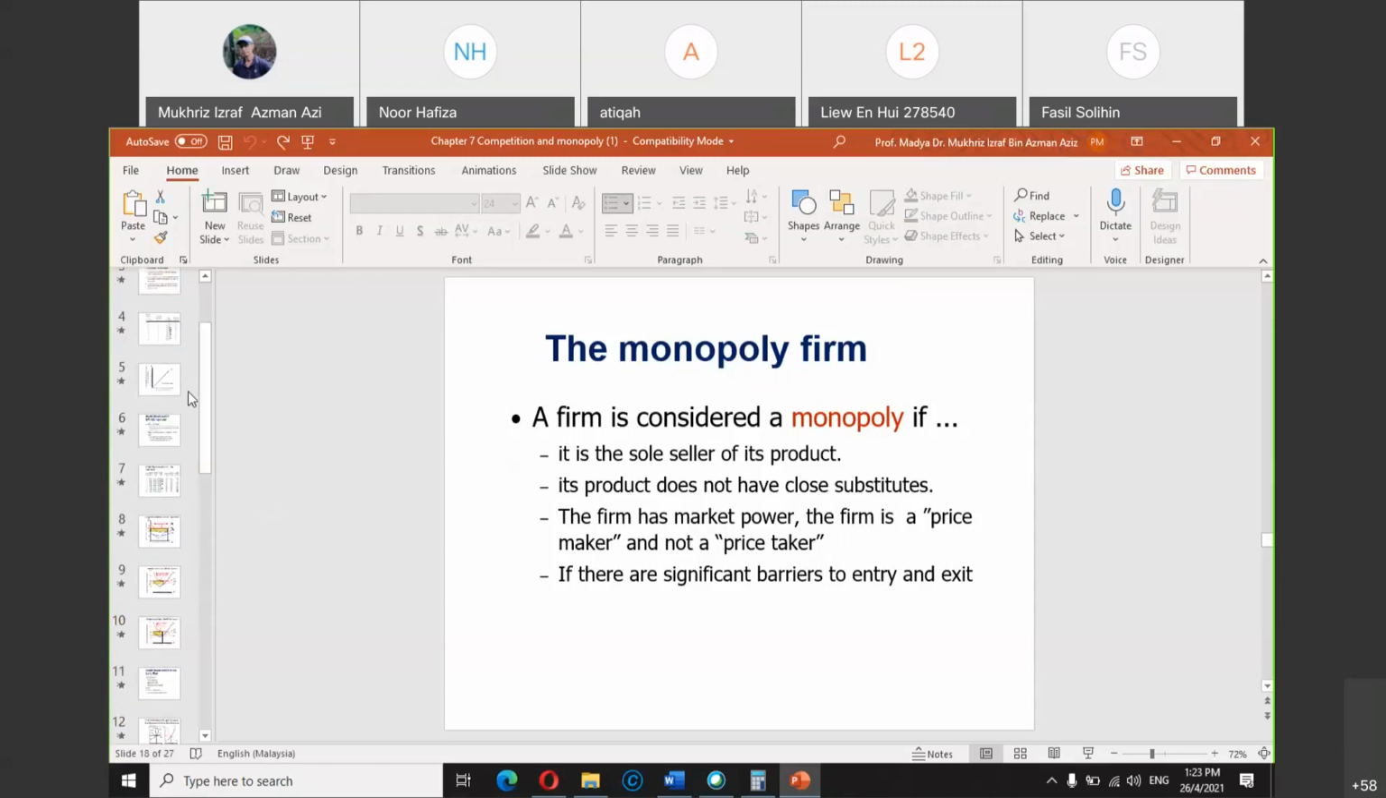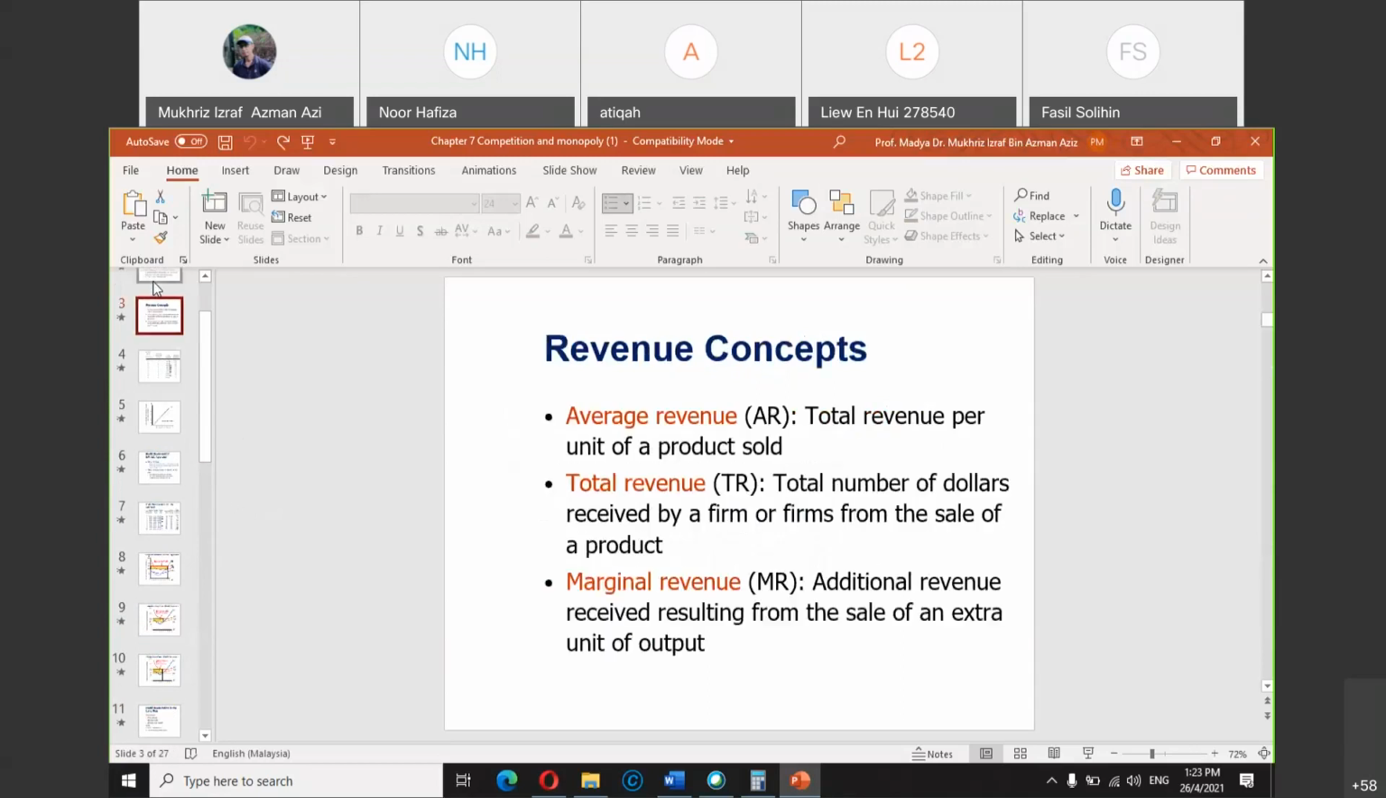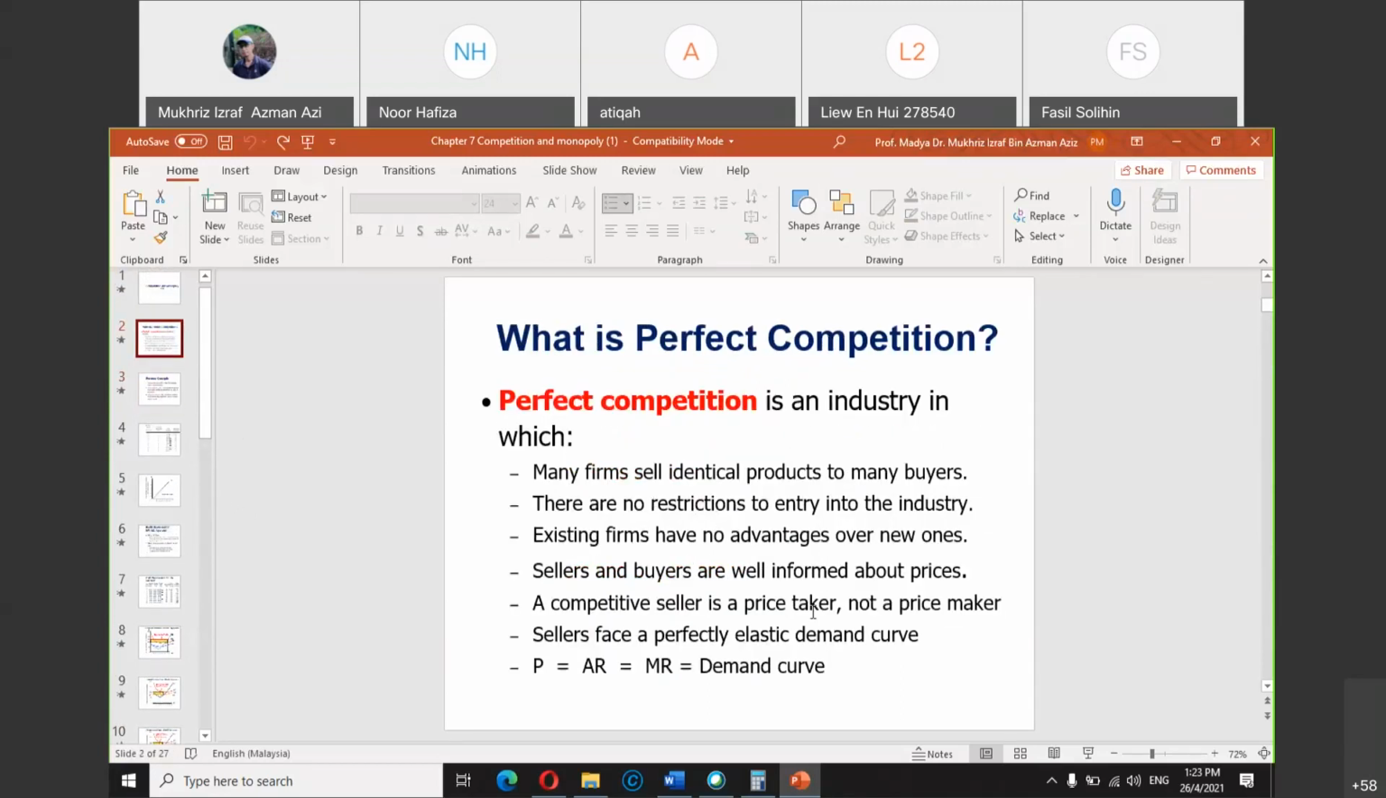But under perfect competition, because there are many sellers, every firm is a price taker. Price taker means if you want to join the market, you cannot simply set whatever price you want. So usually the price that each seller needs to set is based on the market price set by the market. So you cannot set your own price, because customers are informed about the prices. So if you sell something above the market price, nobody will come and buy from you. So sellers face a perfectly elastic demand curve.